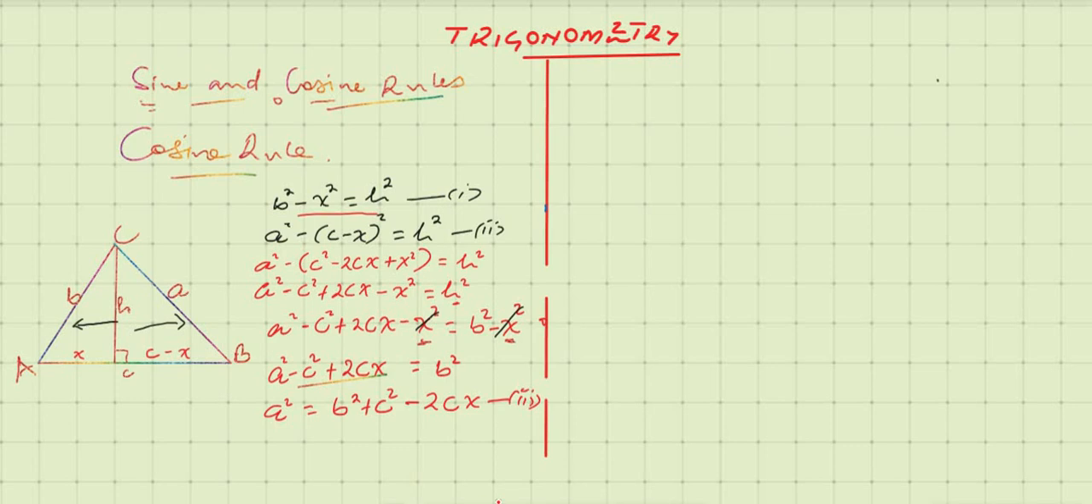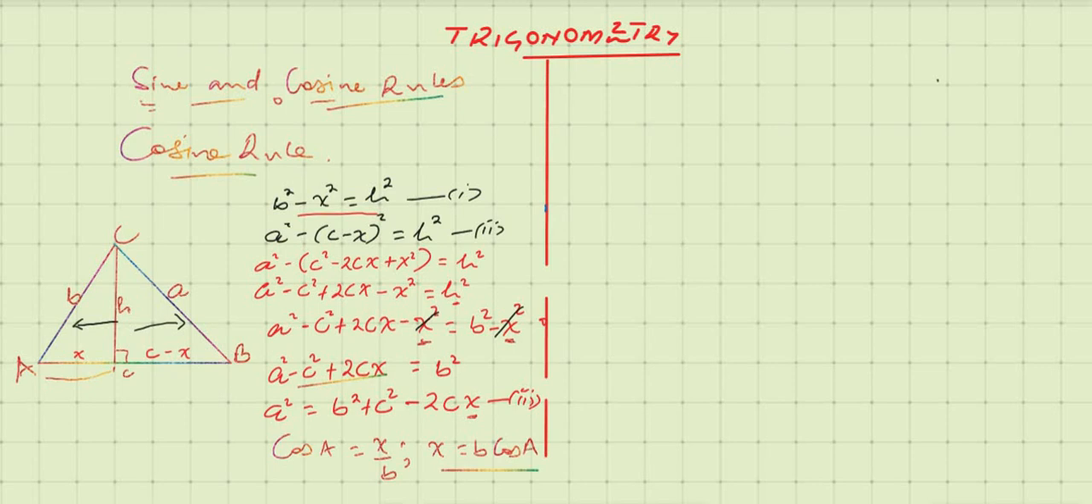At this point, we have some component x, which is eliminatable. If we go back to our triangle and consider again this small triangle, you will see that the cosine of A is actually equal to adjacent, which is x, over hypotenuse, which is b. And the implication is that x is equal to b cos A.